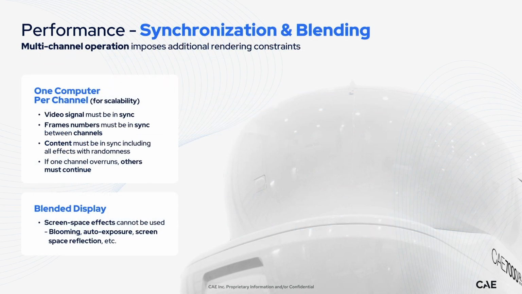So we've talked that there's 3 projectors there, so we of course need to synchronize and to do the blending for this. So the videos have to be in sync, the frame numbers have to be in sync, right? So every effect, let's say we have snow coming down, right? Every snowflake has to actually be in sync between all the computers that are rendering those channels to make sure that it's a complete scene.